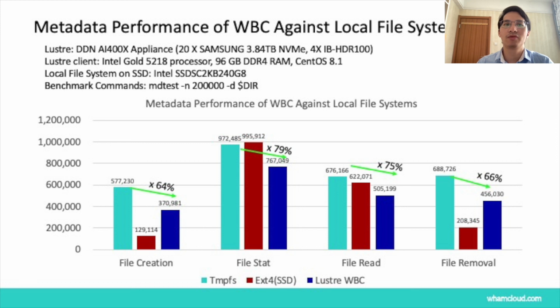This graph shows the metadata performance of Lustre writeback cache, and it compares with a local file system to understand whether the implementation, internal mechanism, or internal data structure is efficient enough. After looking at the detailed numbers, I think it is safe to say that the efficiency of the data structure of Lustre writeback cache is not bad at all. It's only a little bit slower than tmpfs, and I think tmpfs is pretty much the ceiling of all possible file system implementations.